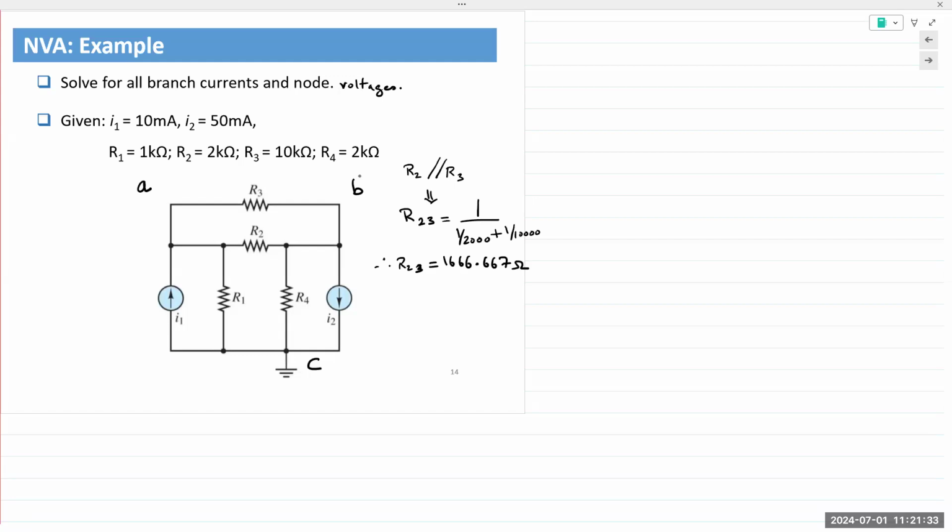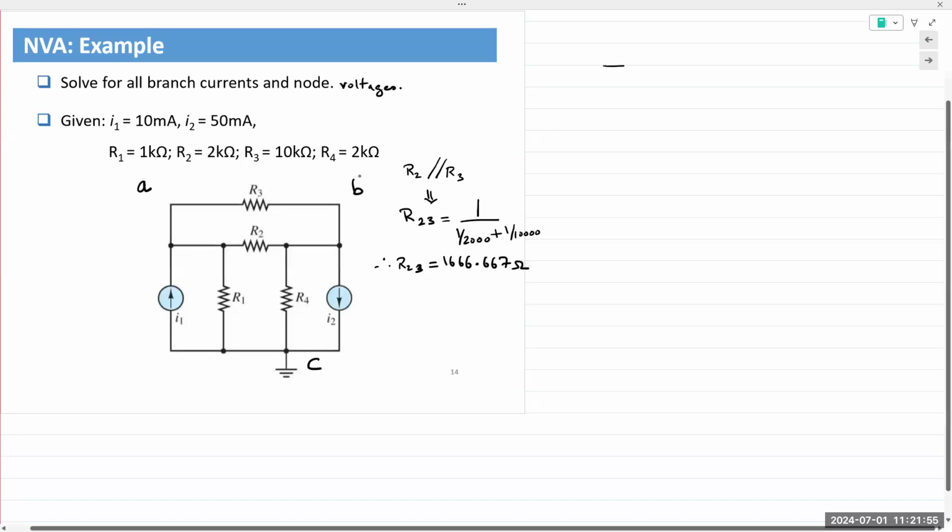Okay. So that's what you can do. You can solve the circuit even without reducing R2 and R3. It will just take a couple more steps. So reducing R2 and R3 simply makes the solving more efficient. Okay, so we identified the 3 nodes, and I'm going to redraw the circuit now with R23.